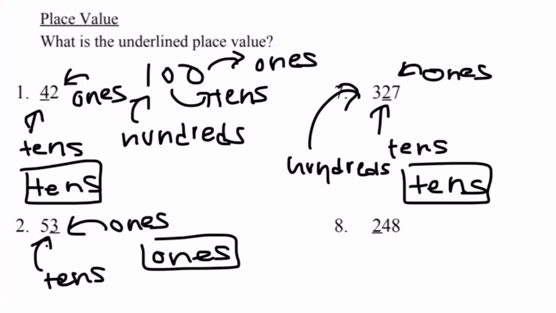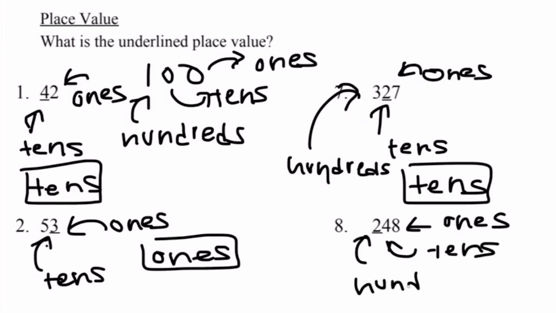Last but not least, number 8. We have 248, but they underline number 2. Our 8 is our ones place. Our 4 is our tens place. Last but not least, we got our 2, and it should be our hundreds place. Therefore, 2 represents our hundreds place.